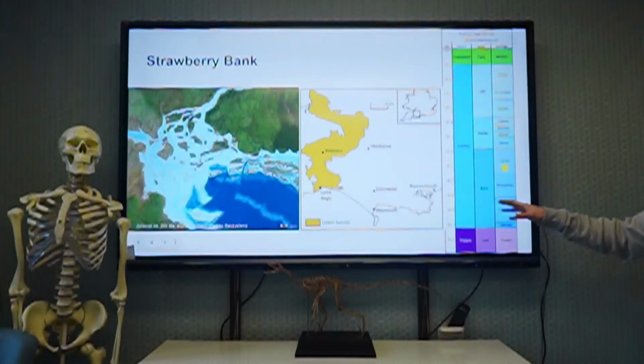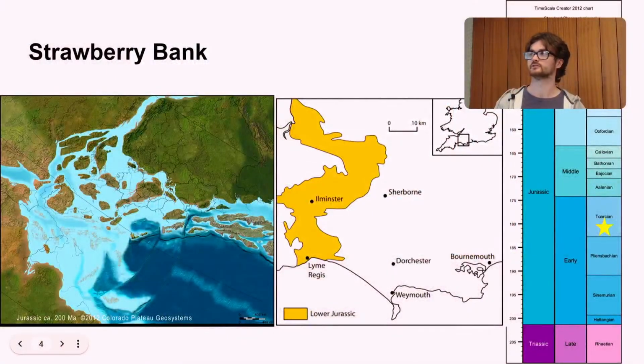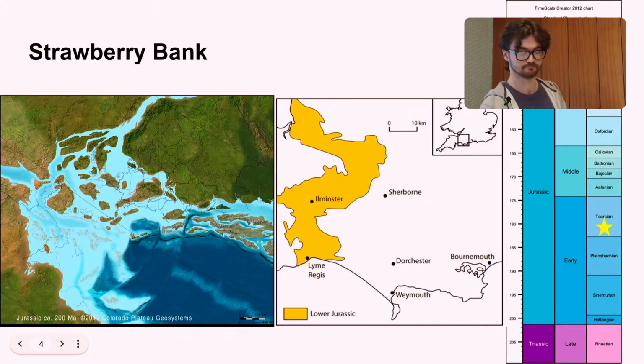So in Strawberry Bank, we have a variety of different marine animals. We've got ammonites and bivalves, and a lot of vertebrates as well. Fish, ichthyosaurs, marine crocodiles, and there's also several species of terrestrial insects that are found there as well.